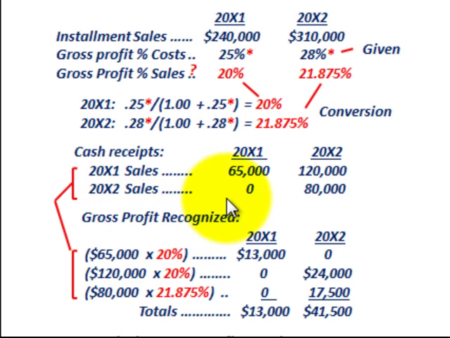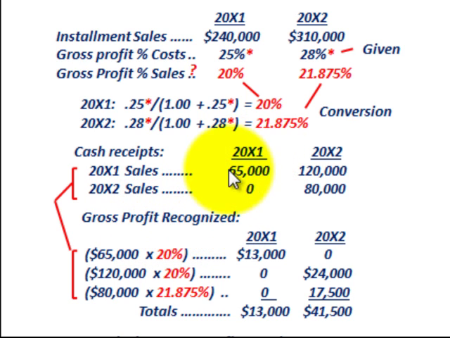Okay, so the next thing, let's calculate how to determine the gross profit that we'd recognize each year for 20x1 and 20x2. Those are going to be based on our gross profit as a percentage of sales and our cash receipts. I've got the cash receipts laid out here for each of the years, 20x1 and 20x2, based on the sales for each of those years. So let's look at how we'd calculate it.